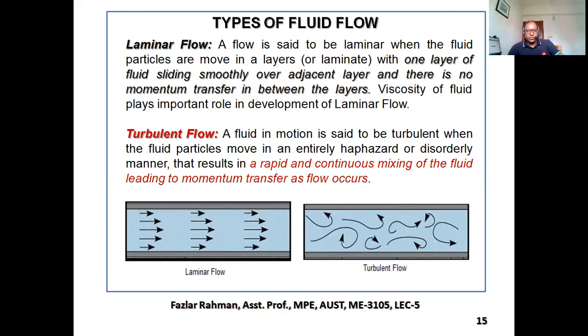Now, we need to see what laminar flow and turbulent flow are. A flow is said to be laminar when fluid particles move in layers. Laminar means one layer by another layer, with one layer of fluid sliding smoothly over the adjacent layer, and there is no momentum transfer between the layers. Viscosity of the fluid plays an important role in the development of laminar flow.